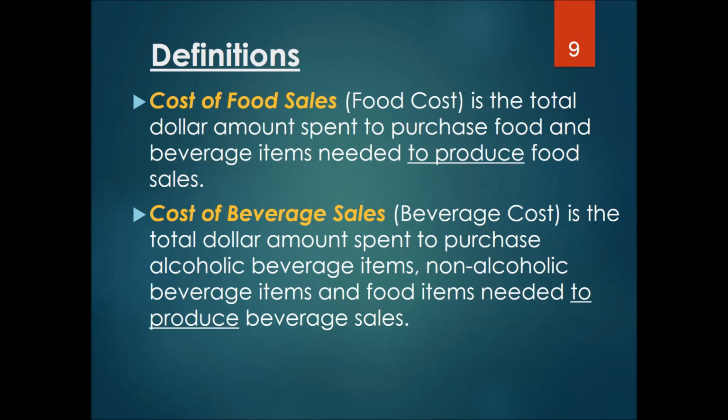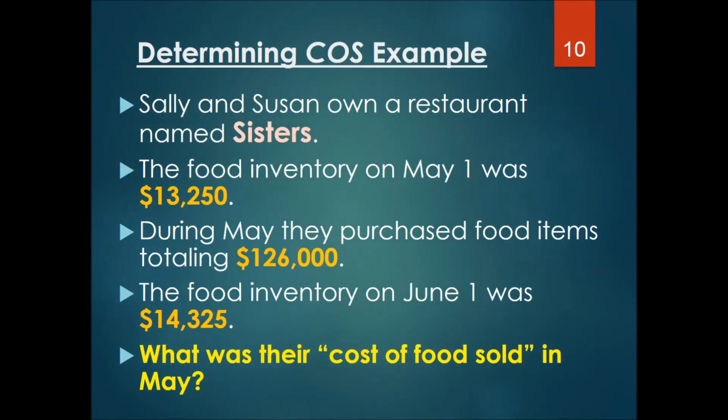So the actual food cost is determined by calculating the cost of food sales, which involves taking a periodic food inventory, because we need to know what was left over. So there's a formula for that. At the beginning of the month, they would add up everything, and then they would add in their purchases, and then they would subtract their ending inventory. So let's take a look at an example here.